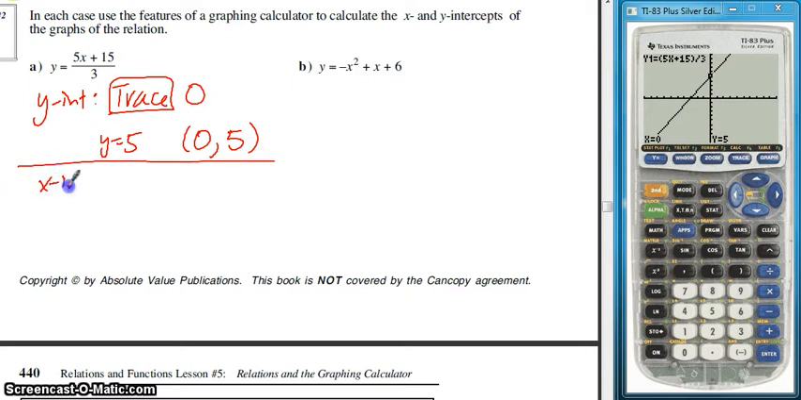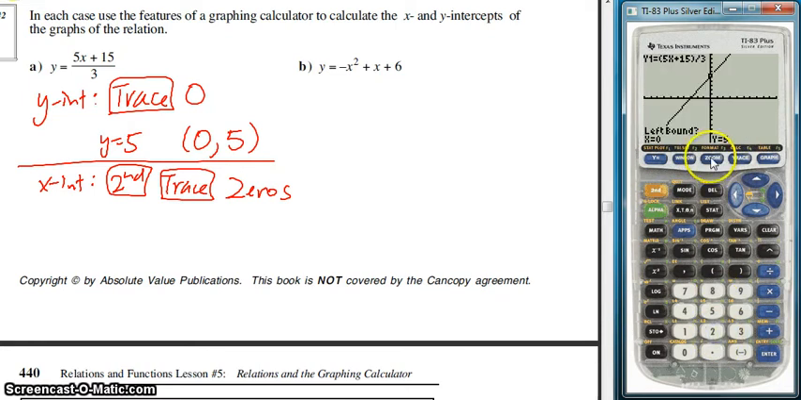Okay, the x-intercept. Oh, more complicated. Second function, trace, and then you choose zero. So let's do that. Second function trace, number 2, zero. Then left bound. This is the x-intercept, so I need to move to the left of it. Let's move. I'm here. Enter. And then let's move to the right. See? You're just moving left and right. And then the guess, just hit enter, and it will give you the 0. Negative 3, 0. So the answer is negative 3. If I write it as a coordinate, x is negative 3, y is 0.